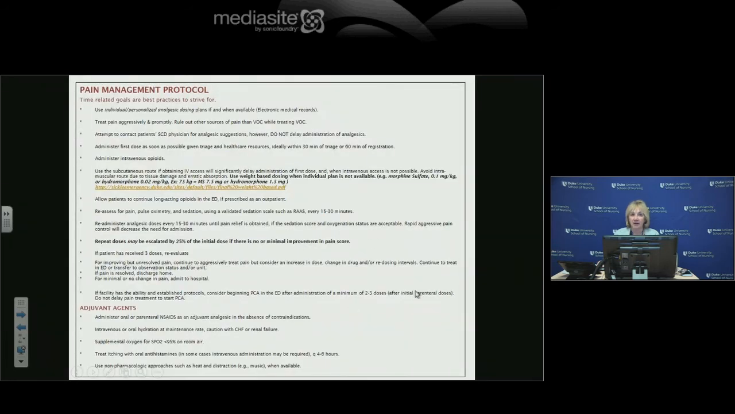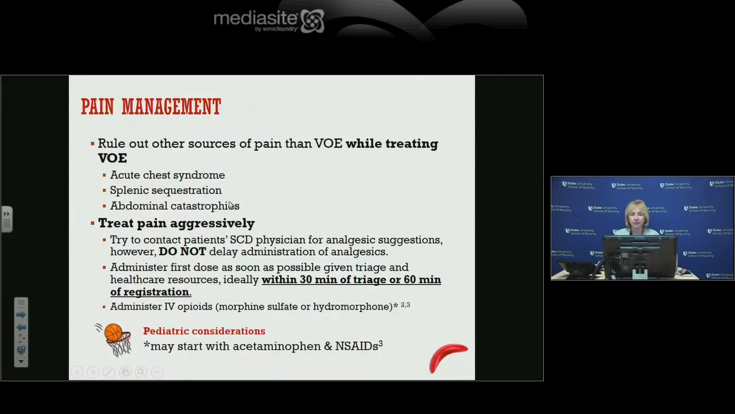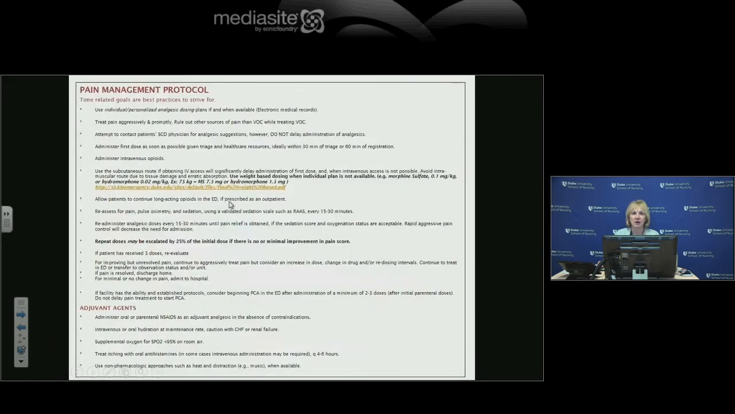The back of the algorithm here, we've kind of gone through, but we're going to go through it right now. These are the specifics that we're going to talk about right now.